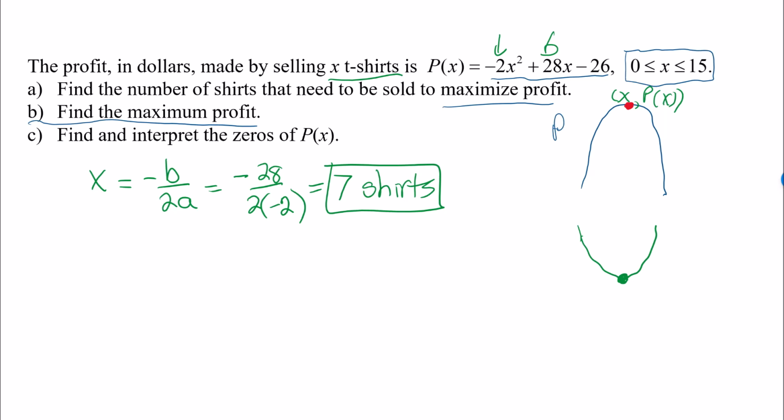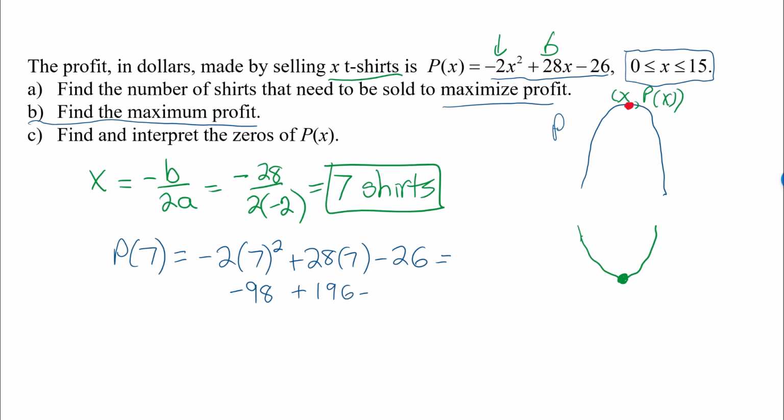Now part B, find the maximum profit. We know the maximum profit comes when they sell 7 shirts, but to find that we substitute the 7 in the function. So I've got negative 2 times 7 squared plus 28 times 7 minus 26. That's negative 98 plus 196 minus 26, and that's 72. So the maximum profit is $72.